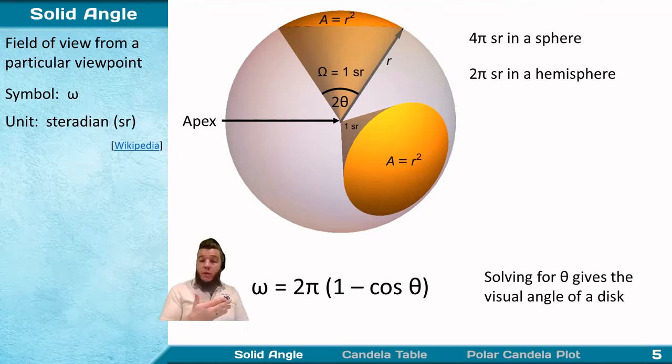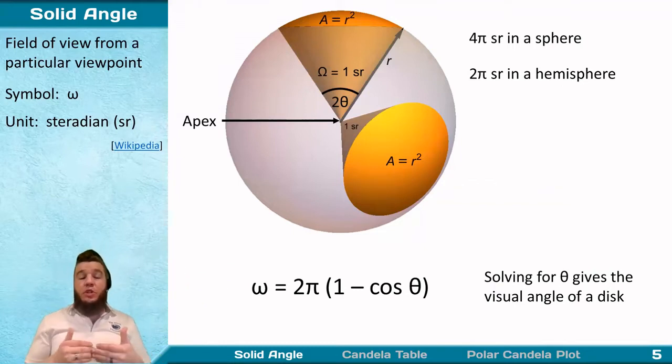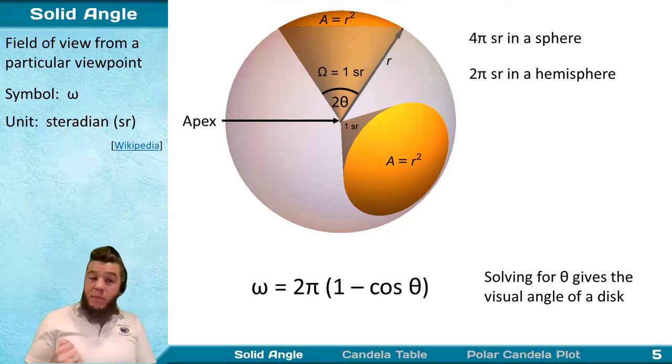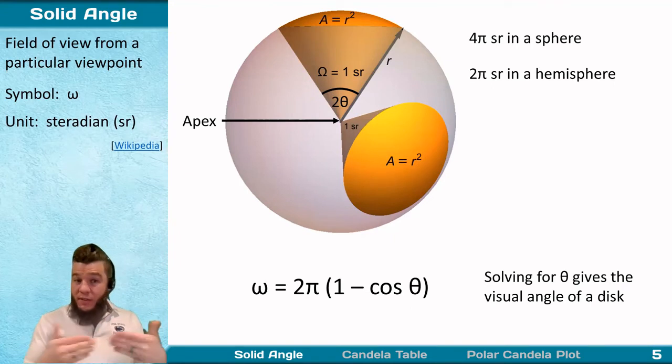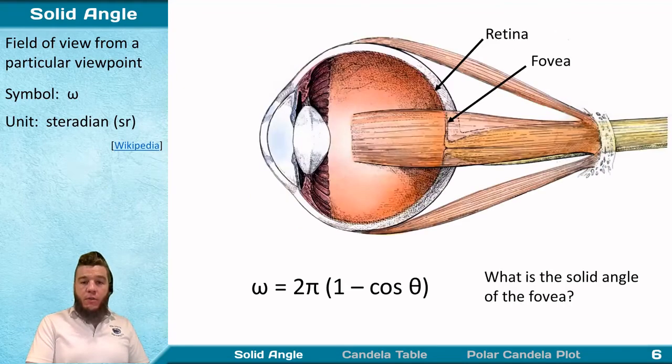We can solve for theta to get the visual angle of a disk, or we can solve for omega to get the solid angle. And when we're talking about the visual angle of something, we're really talking about that central angle at the apex of this sphere. Let's talk about this in terms of our fovea.